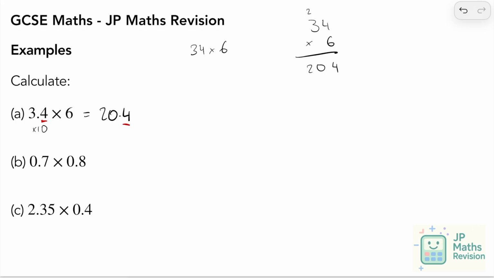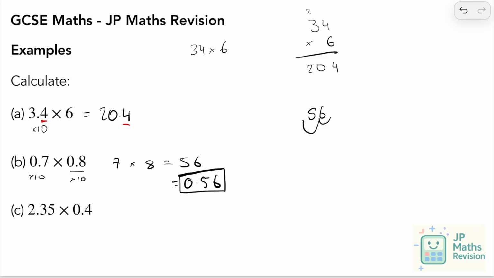So the next one, I have 0.7 times 0.8. I'm going to times this one by 10 to make 7, and I'm going to times this one by 10 to make 8, and 7 times 8 is 56. Because I've timesed two numbers by 10, I need to divide by 10 twice. So my final answer is going to be 0.56, because 56 divided by 10 is 5.6, and then dividing that by 10, I get 0.56. So 0.56 is 0.7 times 0.8.